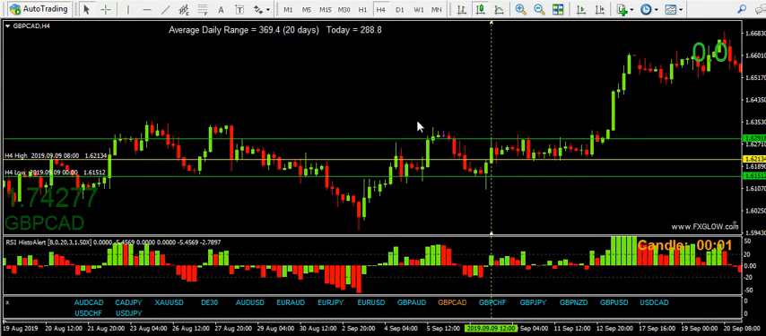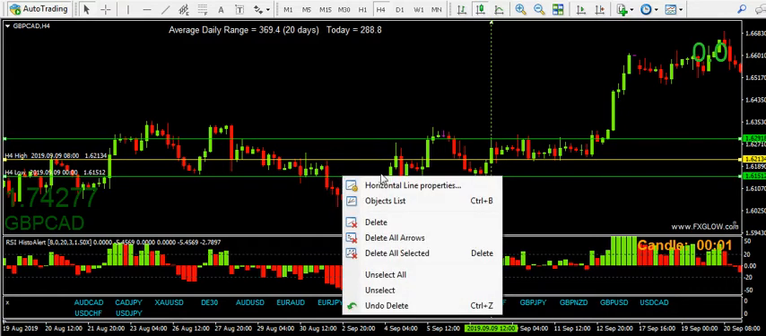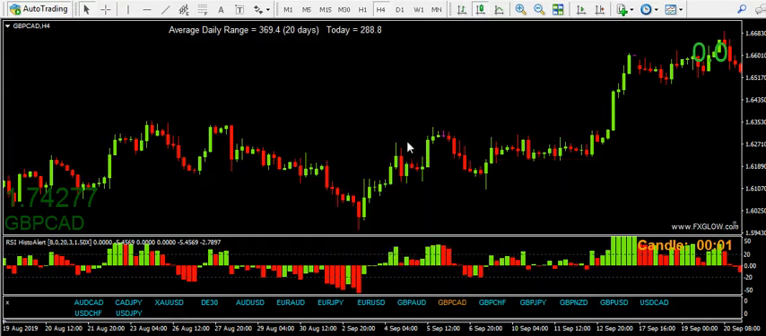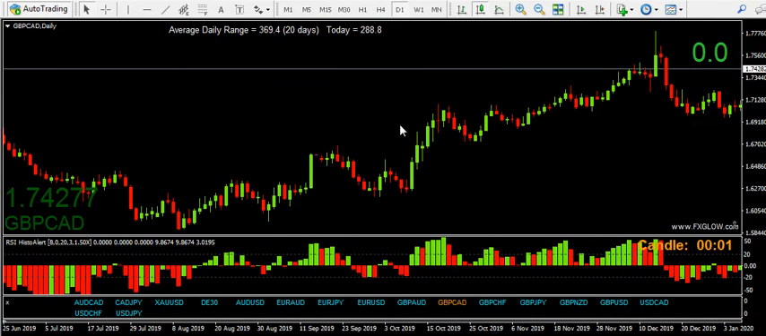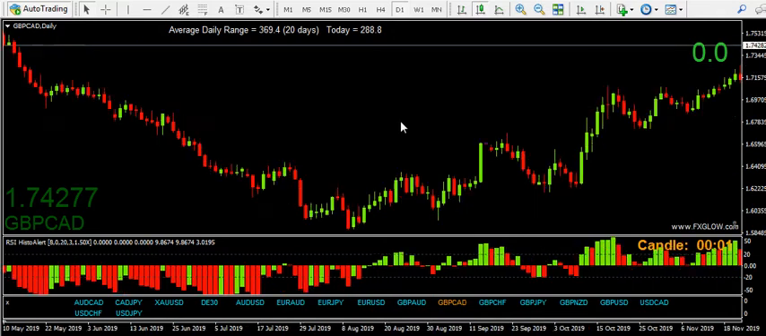But let's clear these lines off and start with a totally fresh clean chart. So let's go for a higher time frame, daily, and let's just find a random swing here.